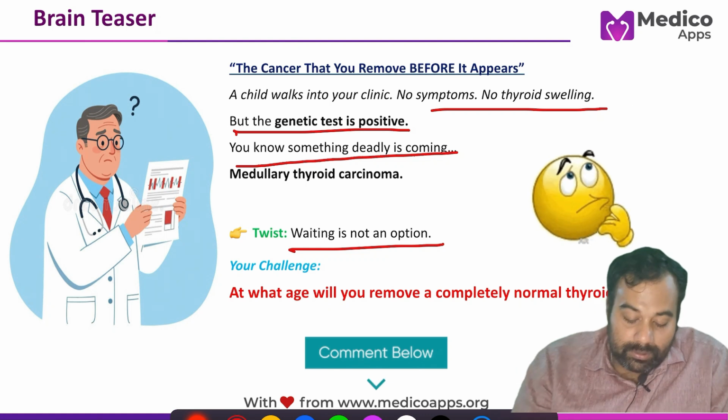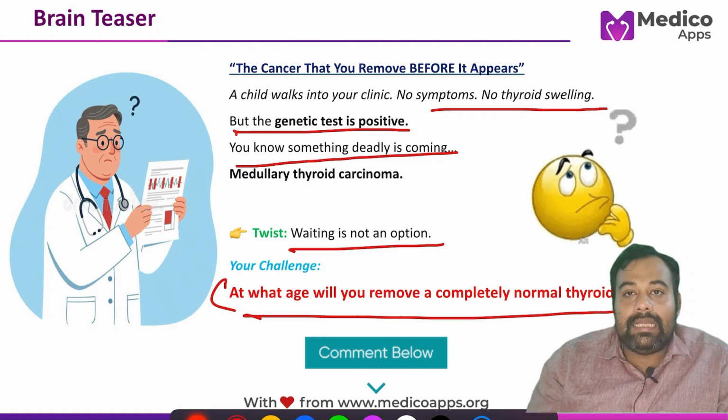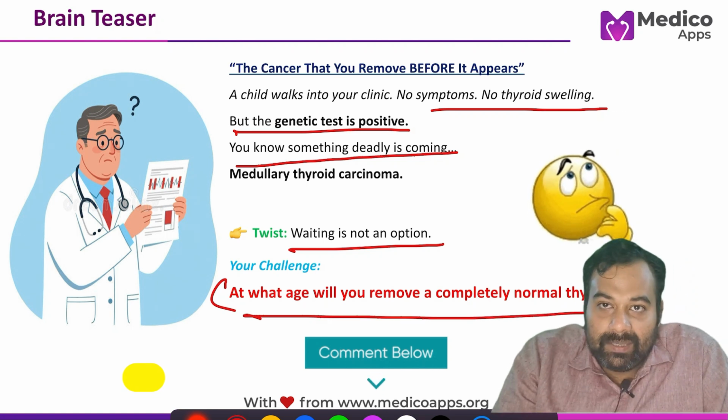Now, my question is, at what age would you like to remove the completely normal thyroid gland, right?